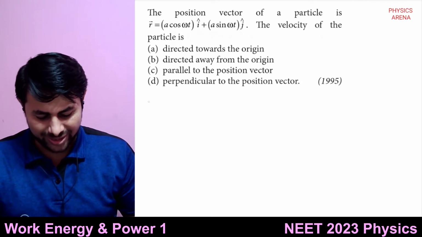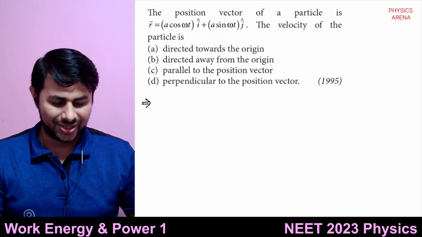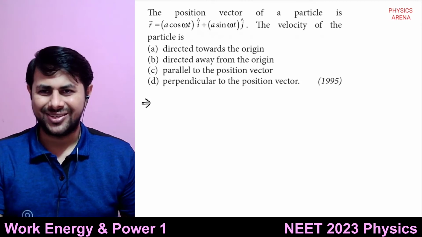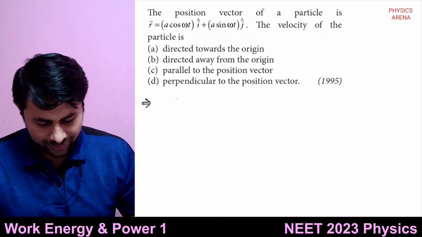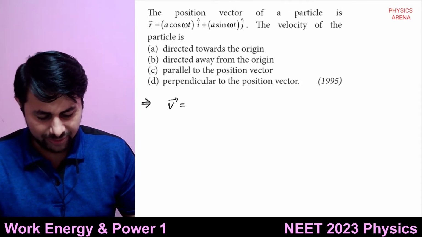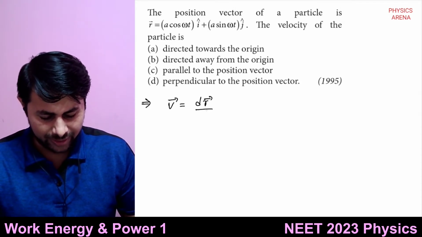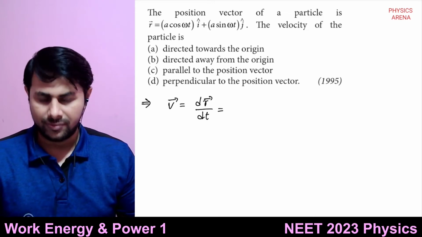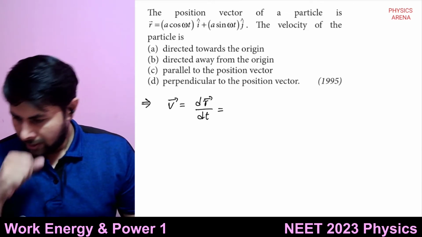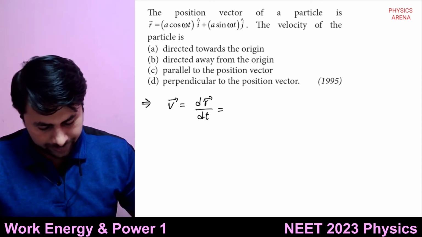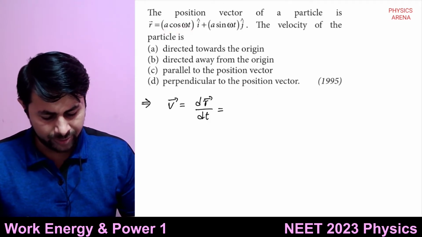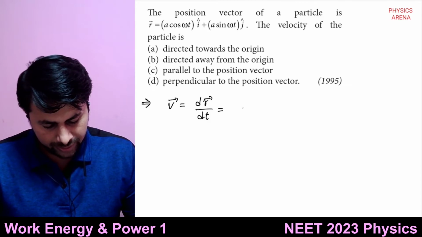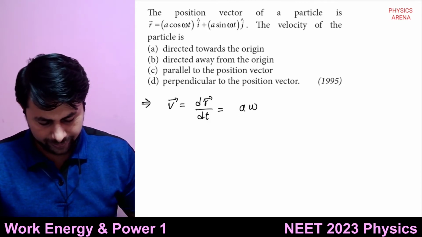So how can we solve this? This will be a difficult or lengthy way to solve it, but we are just going to solve it. So how do you find velocity? It's the derivative of the position vector, dr bar by dt. So take the derivative of this. What will be the derivative of this? So it is a times omega.